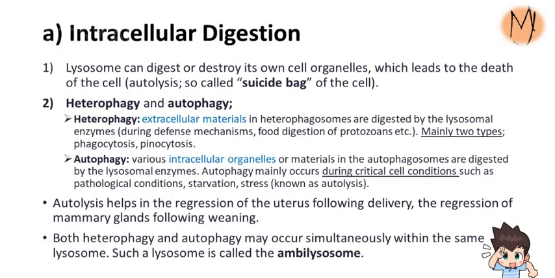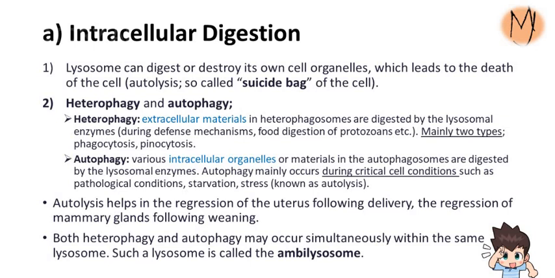During intracellular digestion, lysosomes can digest or destroy their own cell organelles, which leads to the death of the cell. This is called autolysis, and that is why lysosomes are named the suicide bag of the cell. Depending on how this digestion happens, we can find two types of digestion: heterophagy and autophagy. In heterophagy, extracellular materials and heterophagosomes are digested by the lysosomal enzymes. This is important during defense mechanisms, food digestion of protozoans, etc. Mainly two types: phagocytosis and pinocytosis.